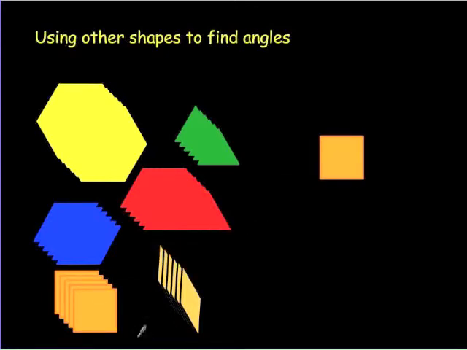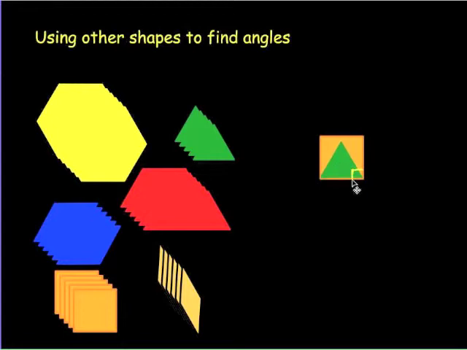We know that the measure of the angle in a square is 90, but the other ones maybe we're not sure of. So we're going to use other shapes to help us determine the angles. We know this is 90 degrees. And I'm going to see if there's anything that I can do here with these other shapes to equal this angle right here. The first thing I'm going to do is start with this triangle.